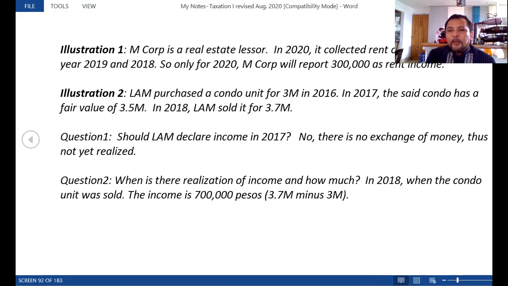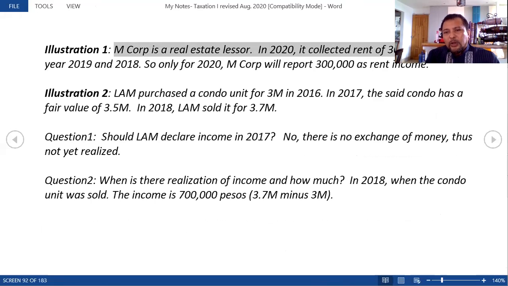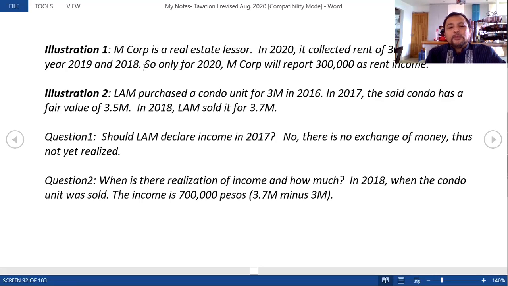All right, to illustrate, we have cases here. Case 1: M Corporation is a real estate lessor, meaning it leases properties to lessees. In the year 2020, it collected rent of 300,000 pesos, and this collection is coming from the years 2019 and 2018. Question: how much should be the rent income reported in 2018, 2019 and 2020? The answer is, only for 2020 will M Corporation report the 300,000 rent income which has been collected, but none for the years 2018 and 2019.